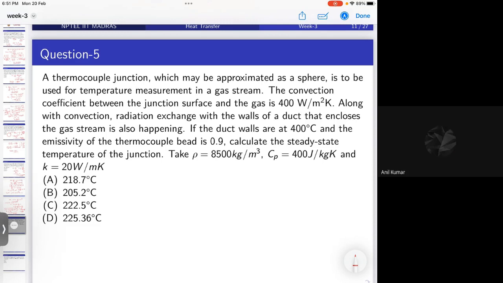Diameter of the sphere is not given. Hello. Yeah, one minute. Okay, diameter is not given. Let me check the question. We can take the diameter as around 7 mm. Okay, sorry, 0.7 mm.